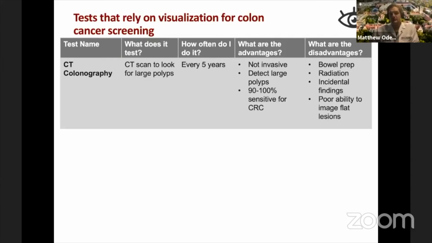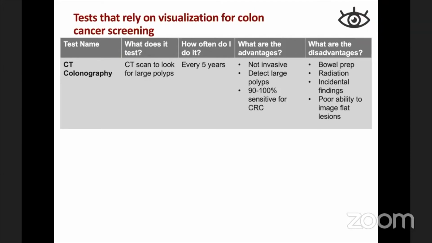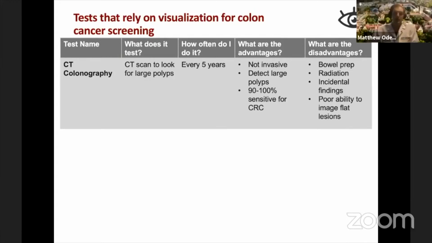There is radiation exposure. There can be incidental findings, so findings in other organs that require follow-up and may lead to many more invasive tests. And there's a poor ability to image flat lesions or smaller lesions. So we often don't get the best look at the colon to take out those smaller lesions.